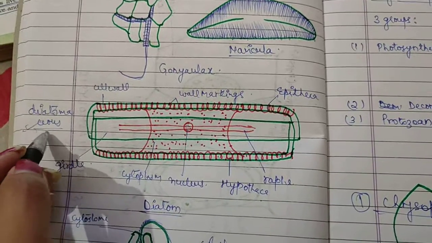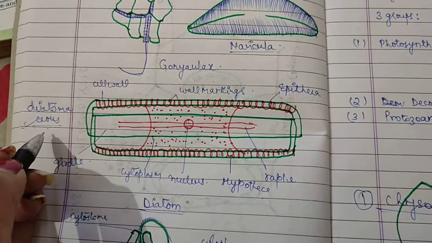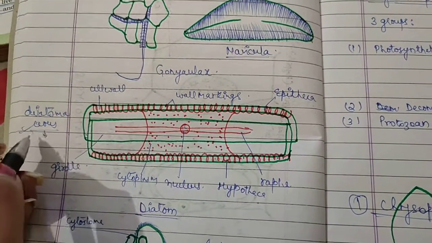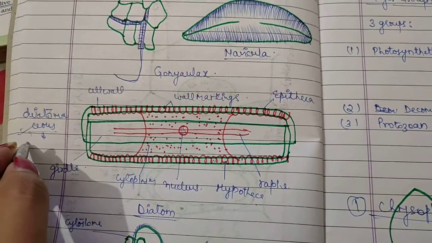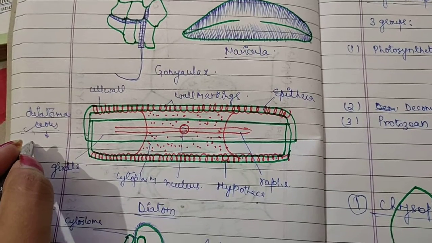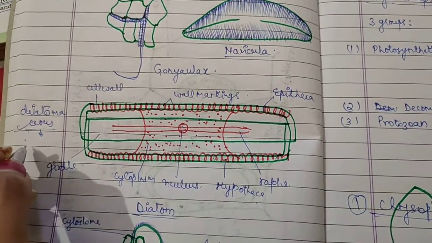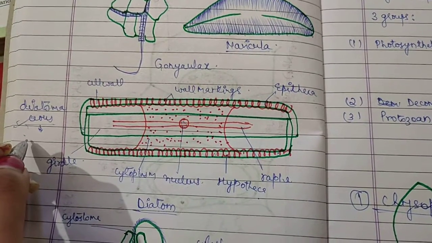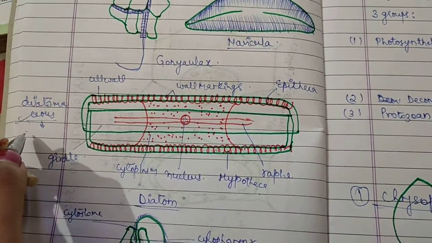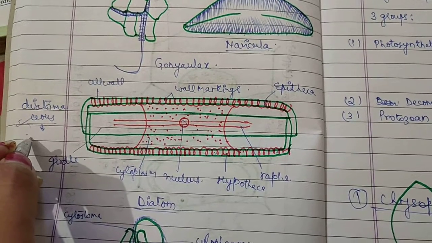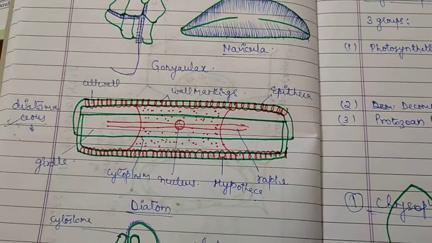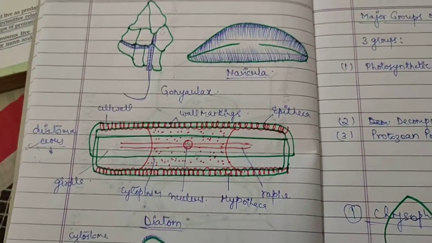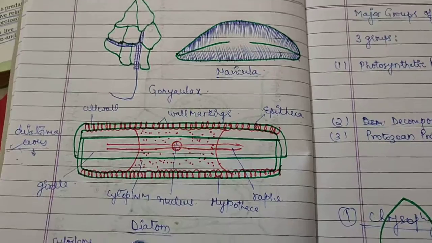It accumulated there and forms a structure known as diatomaceous earth, and it is a very gritty or granular structure. This soil is used in polishing, in glass industries and so many industries. This diatomaceous gritty structure is used for abrasion purposes, and also for filtration of oils and syrups.